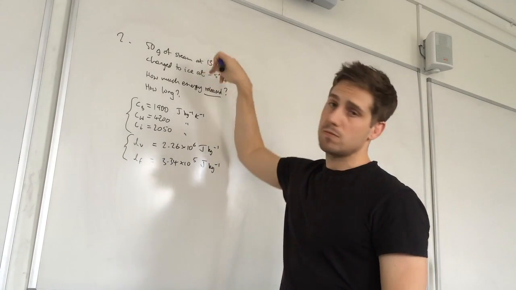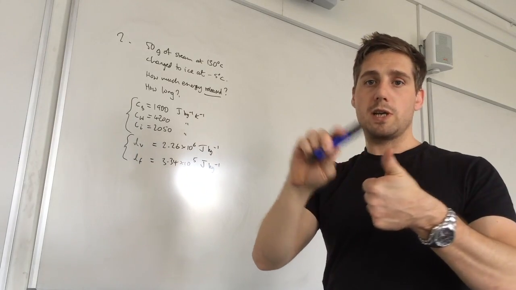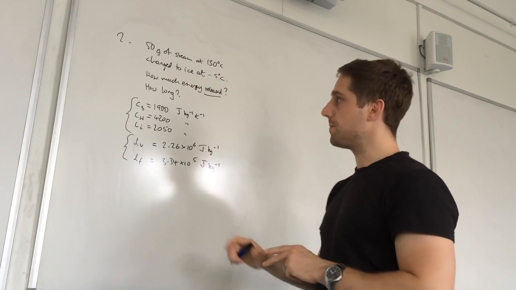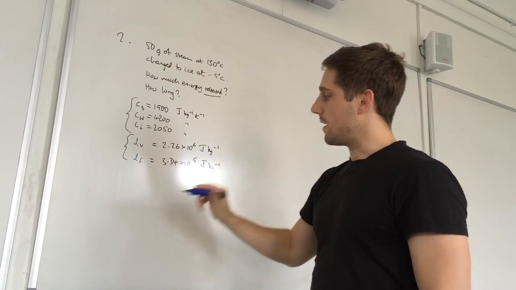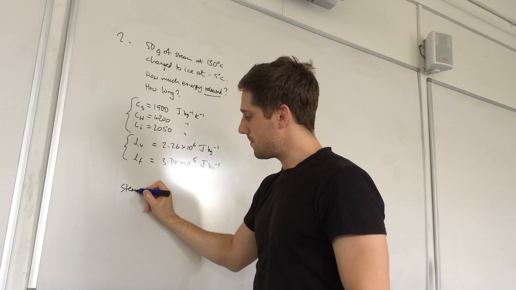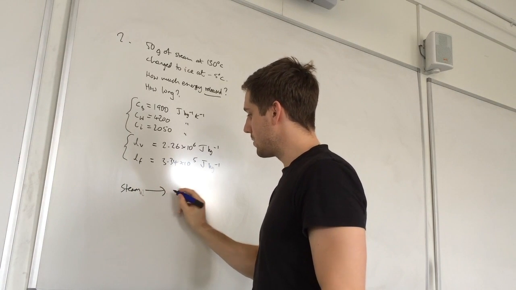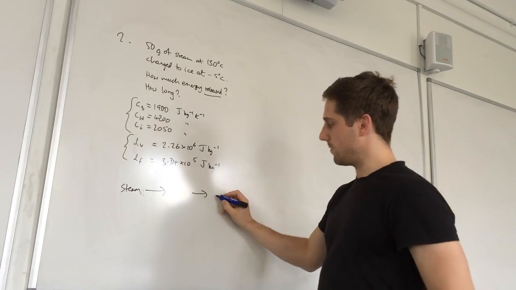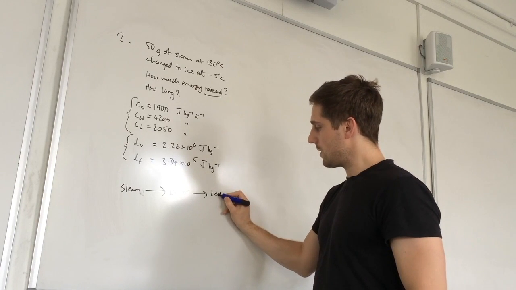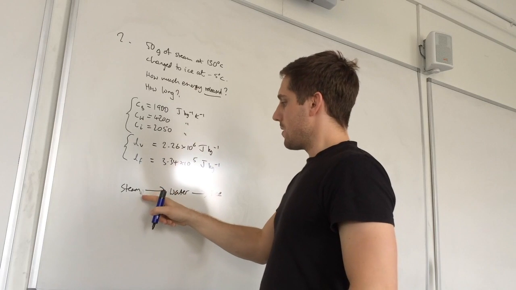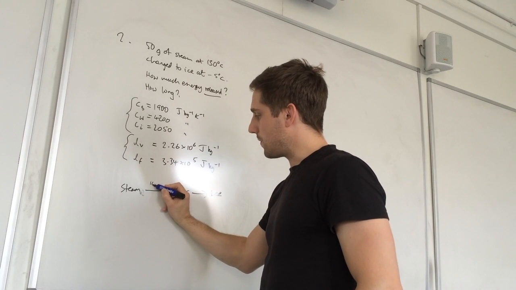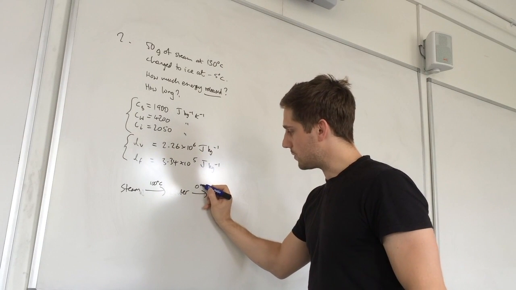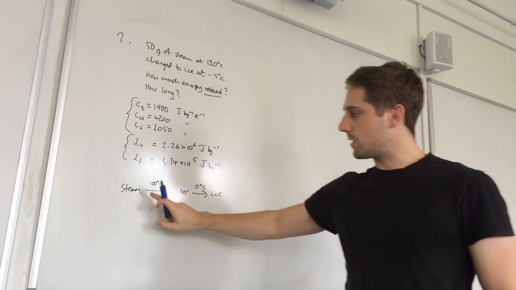Because we're going from steam to ice, firstly, the steam will need to change to water, and then it will need to change to ice. So there's actually both phase changes involved here, going from steam to ice. So we've got steam that cools down, then it changes to water. The water cools down, and it changes to ice. The phase change happens at 100 degrees C here. That's the boiling point of water, and then we have the melting point of water, which is 0 degrees C. So we know those temperatures.